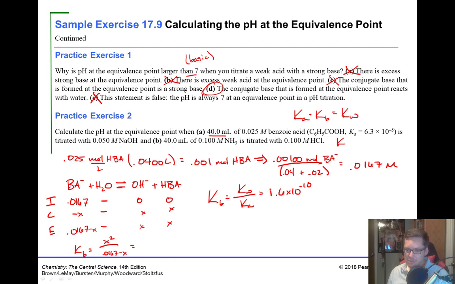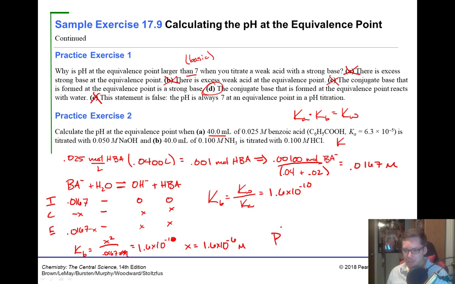Thank goodness these two are way far away from each other, so that means we can neglect that x. We can forget about it. 1.6 times 10 to the minus 10th. We'll do some fancy magic, so our x is going to be equal to our 1.6 times 10 to the minus 10th times 0.0167, and then we'll take the square root of that answer. So we get 1.6 times 10 to the minus 6th. That's what I got. So that is our molarity, that's our x value, that's the concentration of hydroxide.